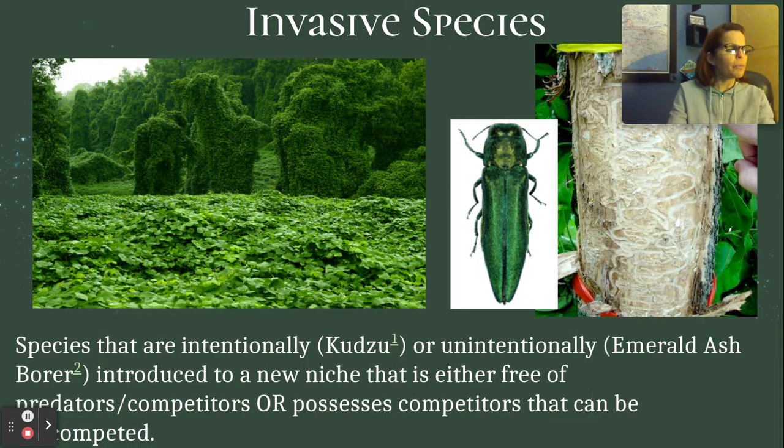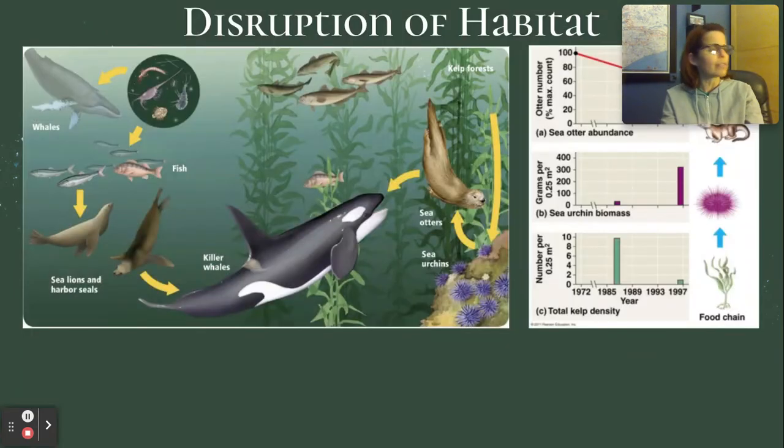And the two examples that we have here, kudzu and the emerald ash borer. We don't have kudzu in Minnesota, but we do have the ash borer. And basically, they come into a niche that is either free of predators, or it's free of competitors, or competitors that can be out-competed. So they compete so, so well that they become the dominant species, leads to uncontrolled population growth and all kinds of changes in an ecosystem.